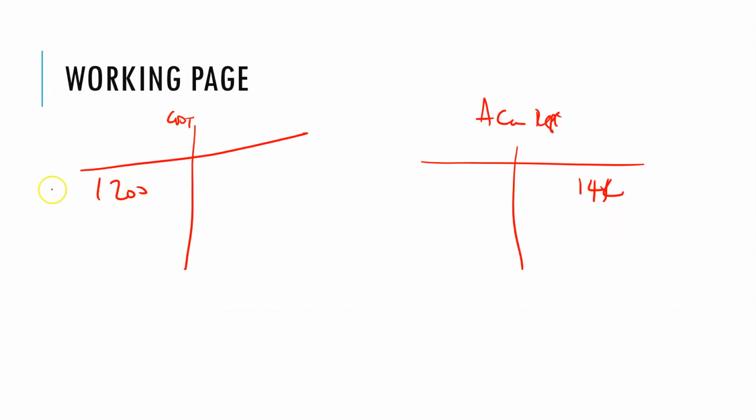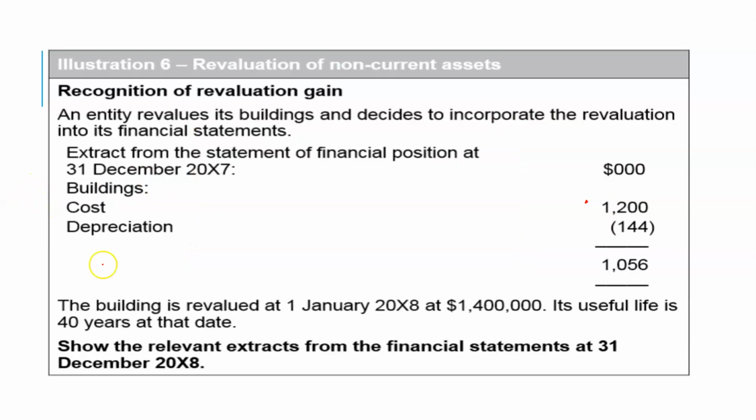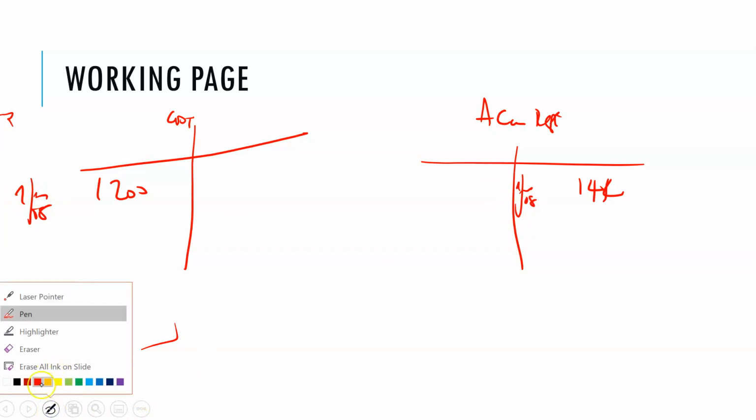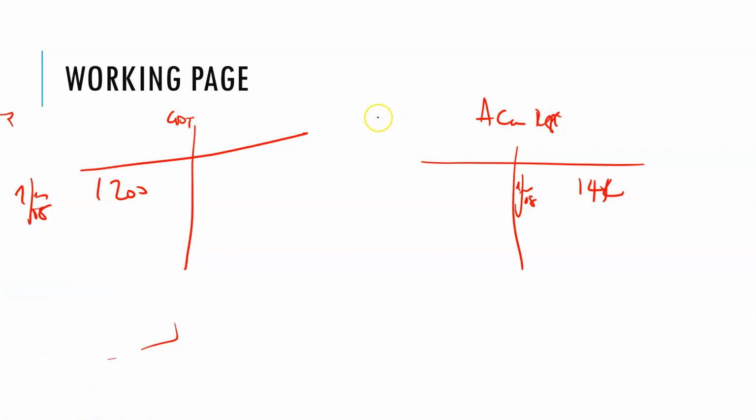So your opening balance is 1st of Jan 2008. 1st of Jan 08. You now revalue the asset. It says that you revalue the asset to 1.4 million. So it's now 1.4 million.